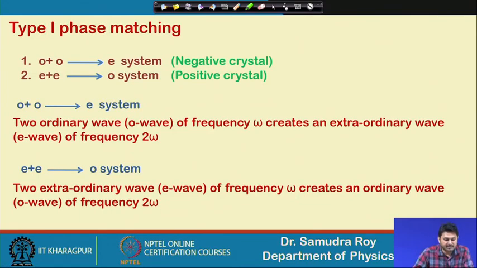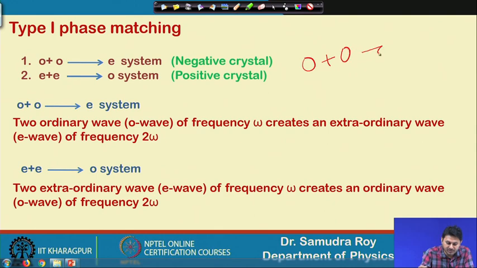Okay, now the next thing is type 1 and type 2 phase matching. So far we have been dealing with phase matching for generation. Let us write these things clearly. In type 1 phase matching, two systems are possible, as shown. For a negative crystal, two ordinary rays can generate one extraordinary ray. The phase matching condition should be NO of omega is equal to NE of 2 omega.